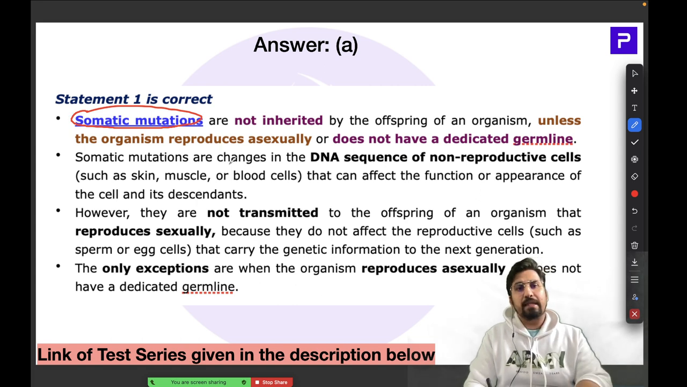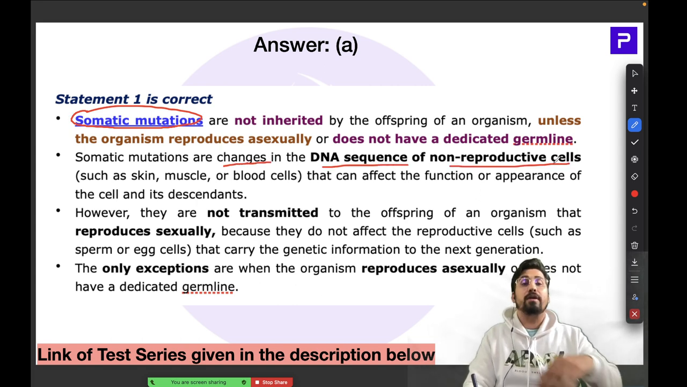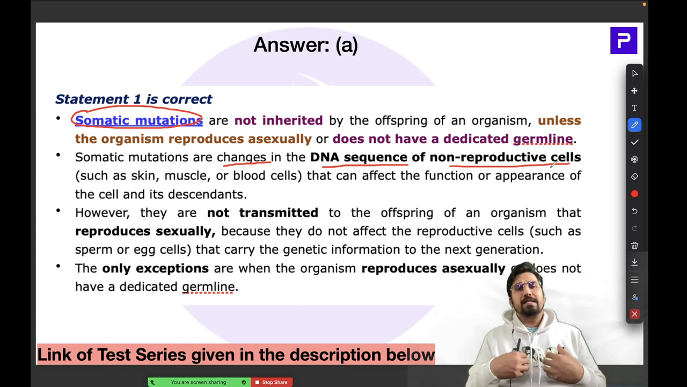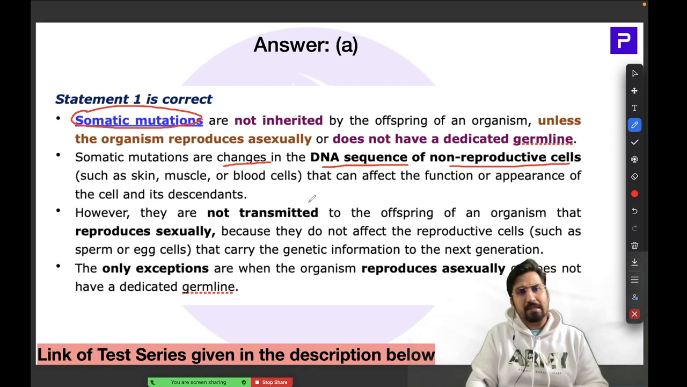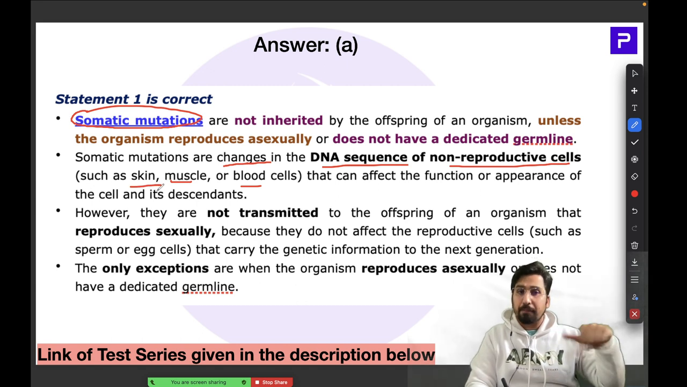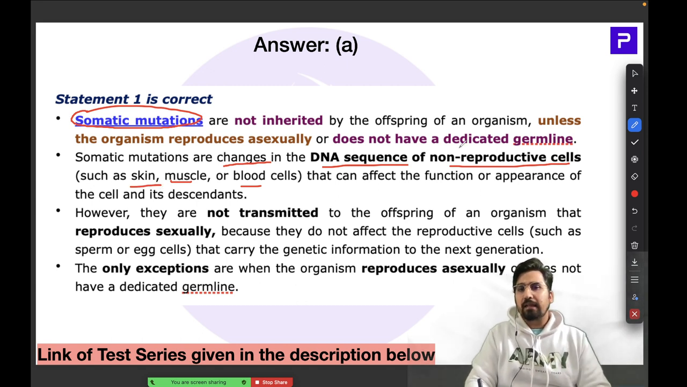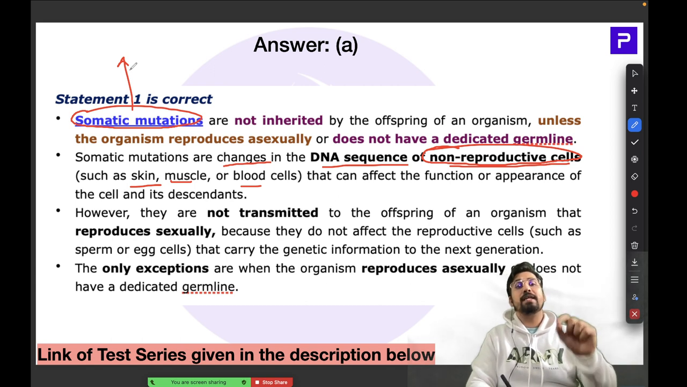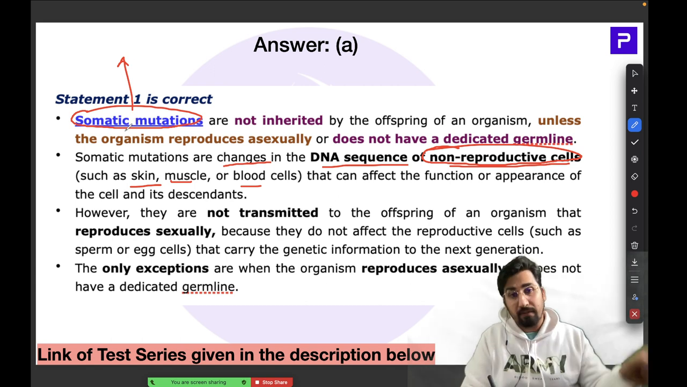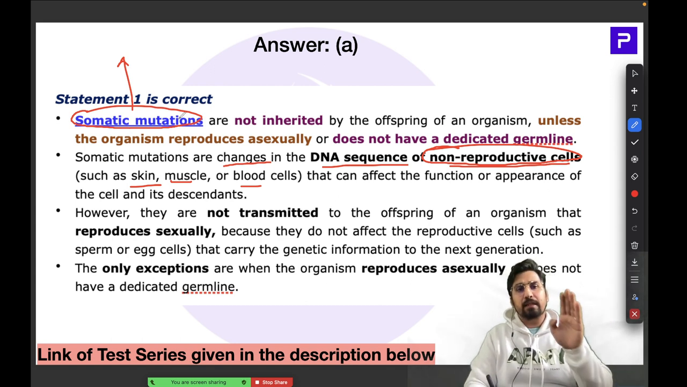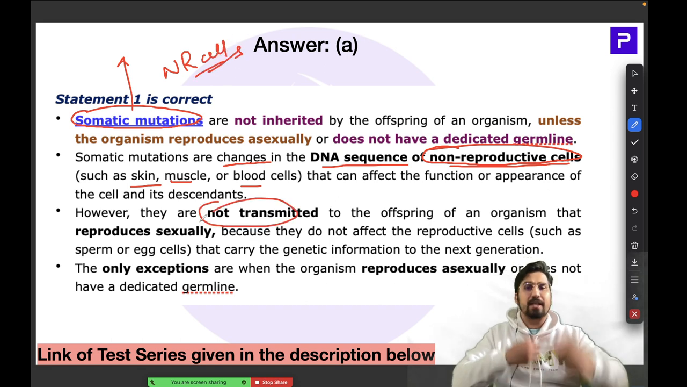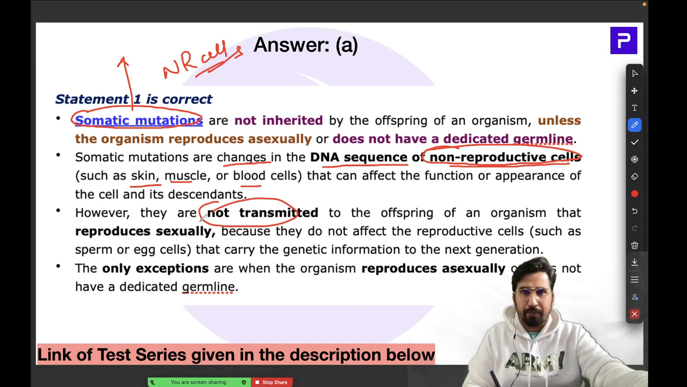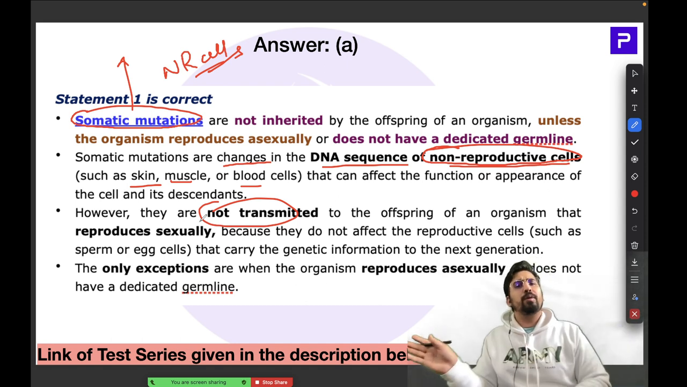Somatic mutations are basically changes in the DNA sequence of the non-reproductive cells. In our body, we have some cells which are used for the reproduction function, and some cells are non-reproductive cells. For example, my skin, my muscle, my blood cells have nothing to do with the reproduction system, right? So skin, muscle, and blood cells are all called non-reproductive cells. A somatic mutation is going to change the DNA sequence of my non-reproductive cells. That is one thing. But since it is about non-reproductive cells, definitely it is not going to get transmitted to my offspring, to the baby that we are going to produce, because somatic mutation is not going to impact the reproductive cells.